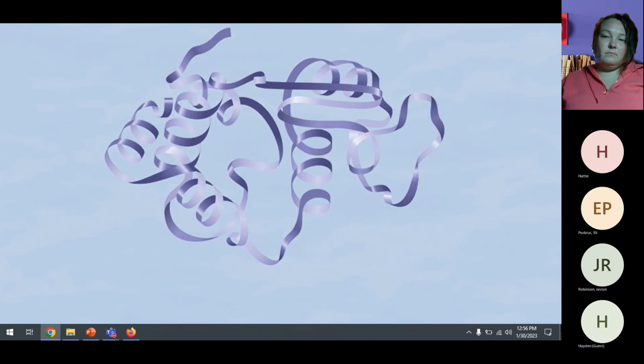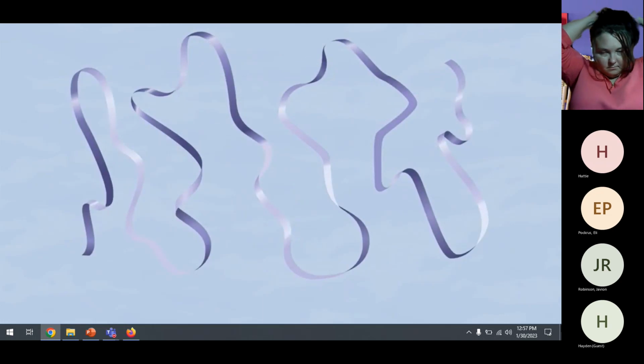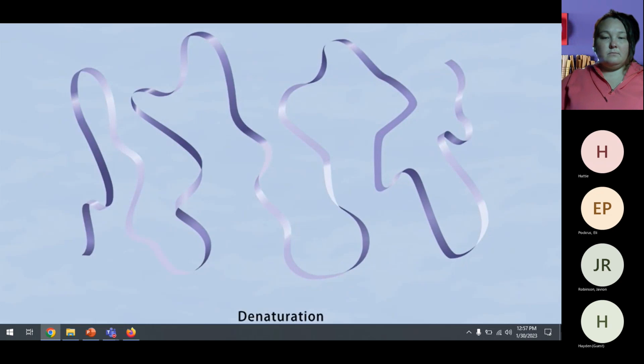Yes. A physical or chemical change in the protein's environment may disrupt the chemical interactions responsible for secondary and tertiary structure, causing the protein to unravel. This process is called denaturation. Without its specific shape, a denatured protein loses its function.